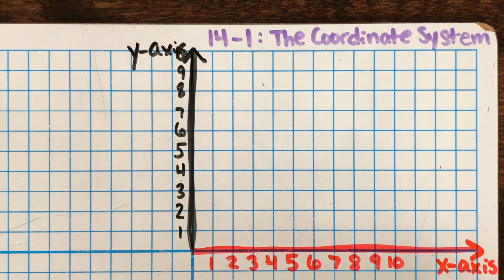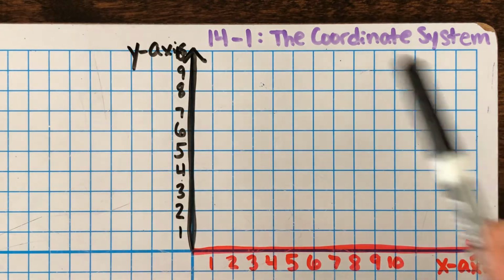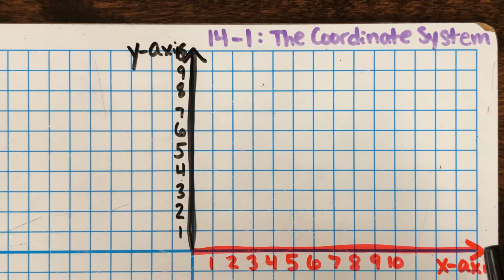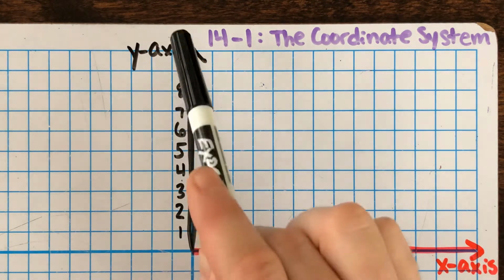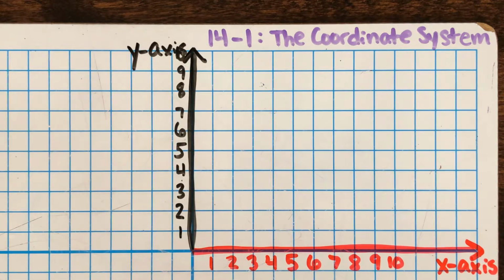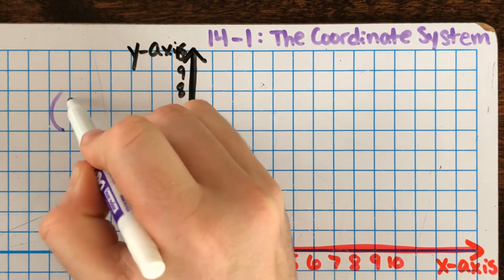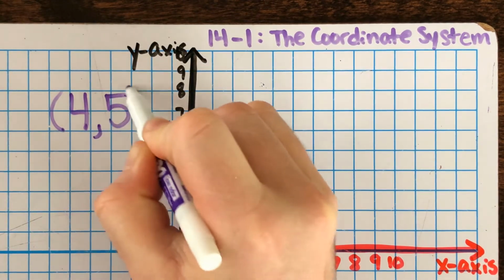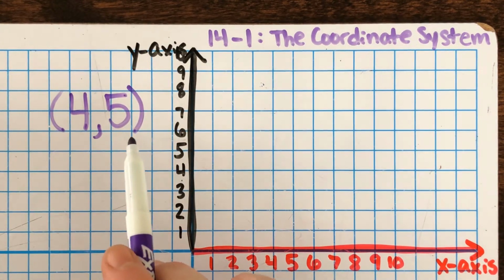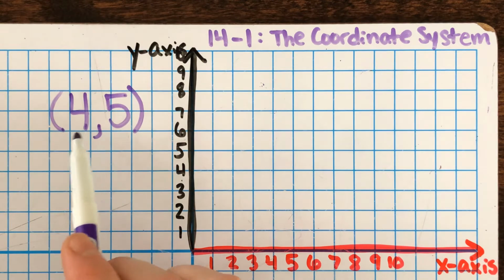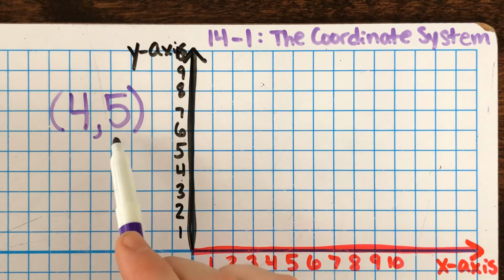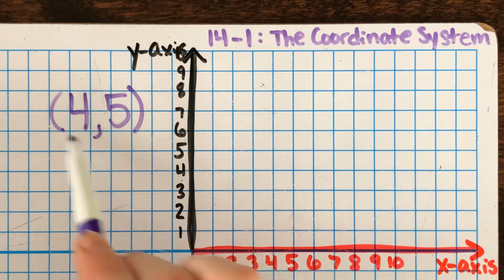Okay. So now this is our coordinate grid. X-axis is horizontal. Y-axis is vertical. All right. And we also have things called ordered pairs. Ordered pairs consist of an x coordinate and a y coordinate. So for example, the ordered pair 4, 5, and this is how we write an ordered pair. We have parentheses, x coordinate, comma, y coordinate, and parentheses. This is how we write an ordered pair.